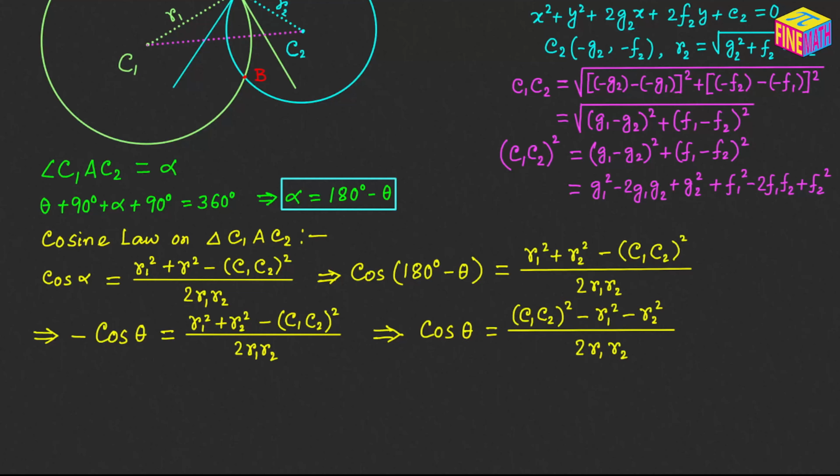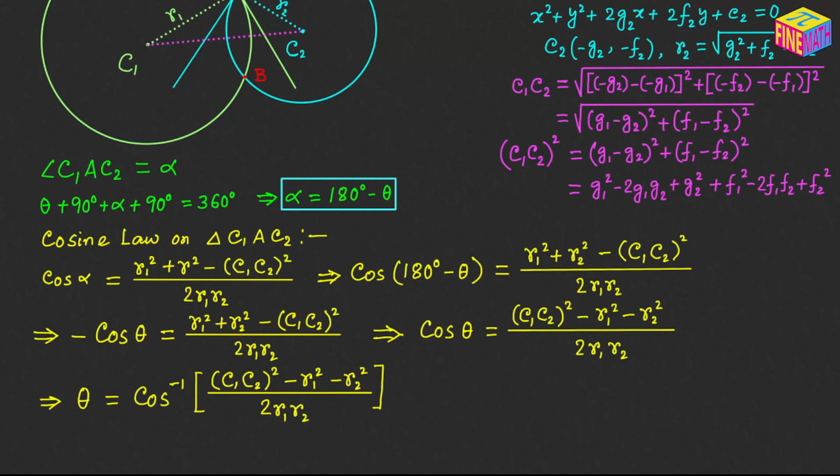Left hand side becomes positive cosine of theta, and on the right hand side, the terms in the numerator change their signs. So if this is the value of cosine of theta, then what would be the value of theta? Well, it will be cosine inverse of that expression. So that is the angle between these two intersecting circles. The angle theta is equal to cosine inverse of C sub 1 C sub 2 whole squared minus R sub 1 squared minus R sub 2 squared over 2 times R sub 1 times R sub 2.